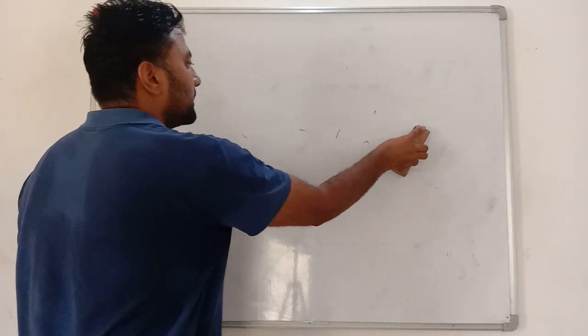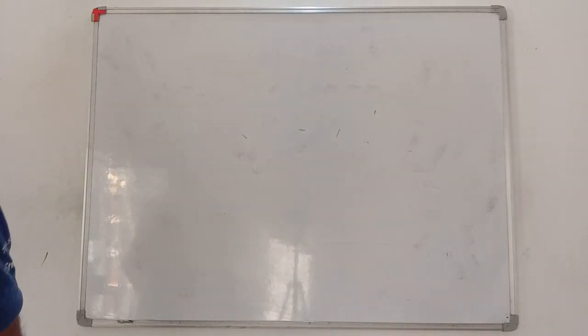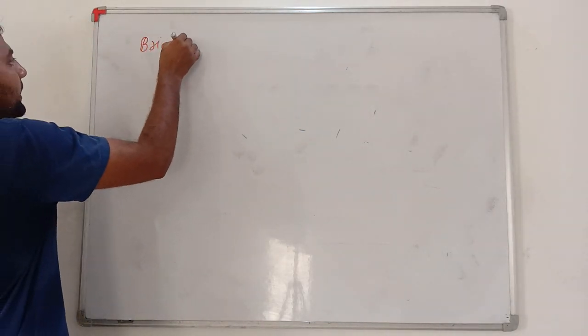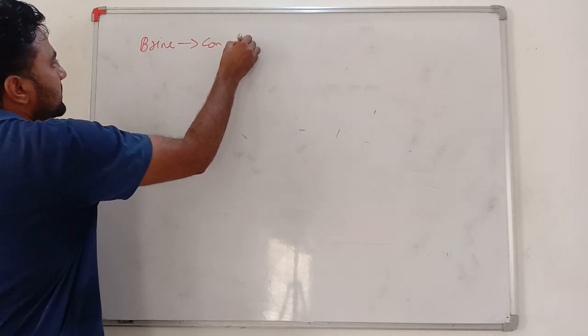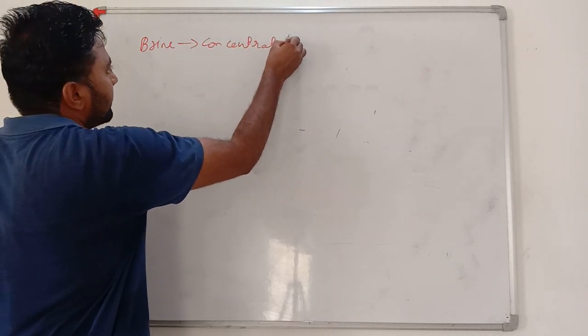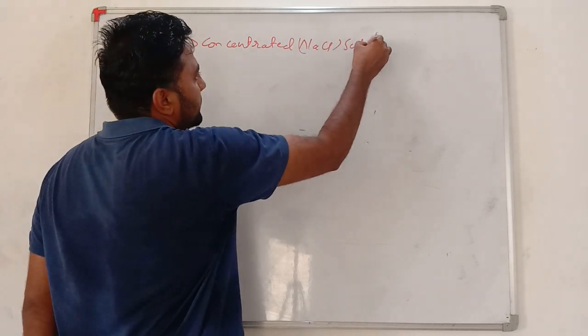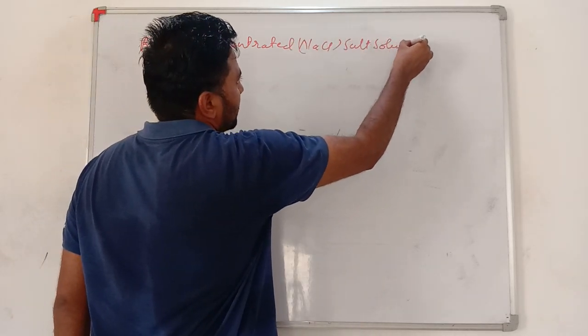NaCl plus water, or the highly concentrated solution of salt, is known as brine. Very important. What is brine? That is concentrated NaCl, that is, concentrated salt solution.